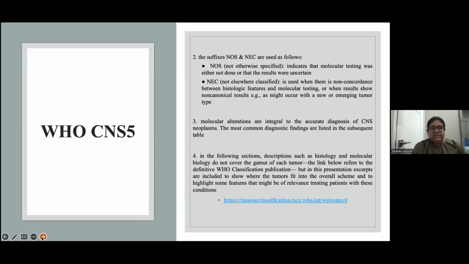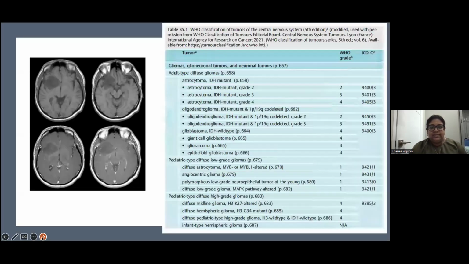Molecular alterations are integral to the accurate diagnosis of the CNS neoplasms, and the most common diagnostic findings are listed in the subsequent tables that I will be discussing. In the following sections, descriptions such as the histology and the molecular biology do not cover the gamut of each tumor. However, the link below refers to the definitive WHO classification publication. But in this presentation, excerpts are included to show where the tumors fit into the overall scheme and to highlight some features that might be of relevance when treating patients with these conditions.